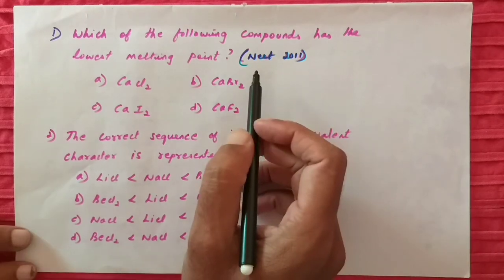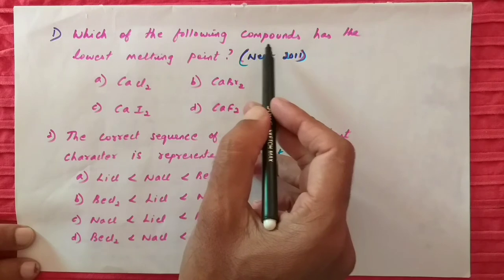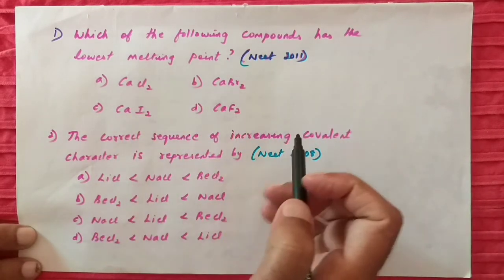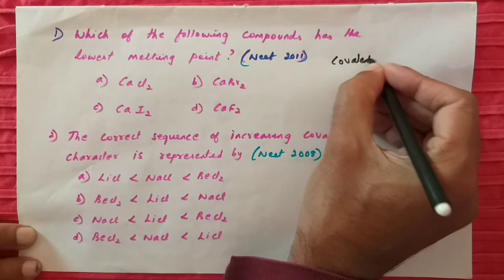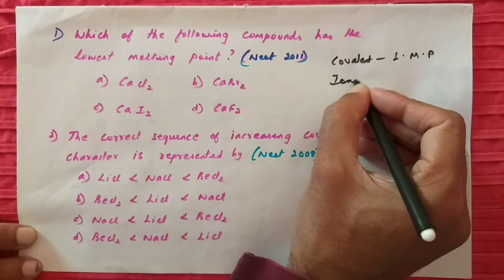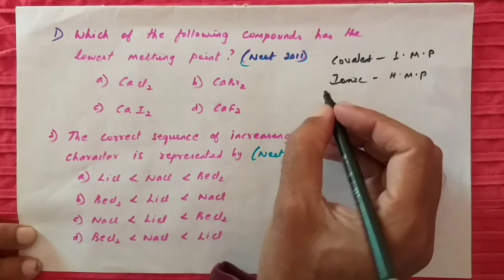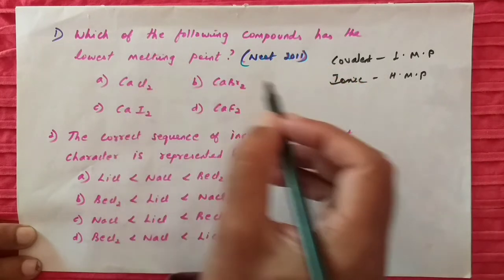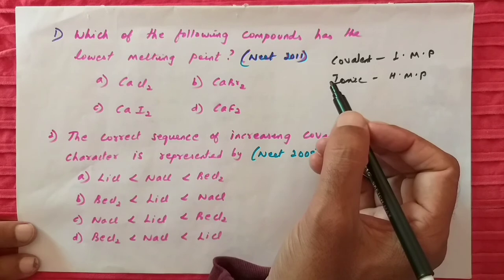So let us discuss some new questions. First question is, which of the following compounds has the lowest melting point? Lowest melting point means covalent compounds will have low melting points, and ionic compounds will have higher melting points. So whichever is more covalent will have the lower melting point.